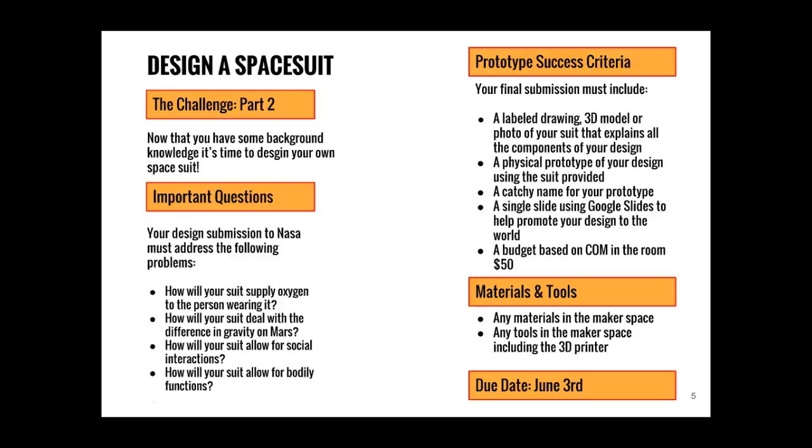So they had to prototype some ideas. They had the option of doing a labeled 3D model or a drawing of their suit and prototype it in any number of ways, including just taking something like a painter suit and adding parts to it, out of cardboard and tape, and just prototyping ideas around how they might design their suit.